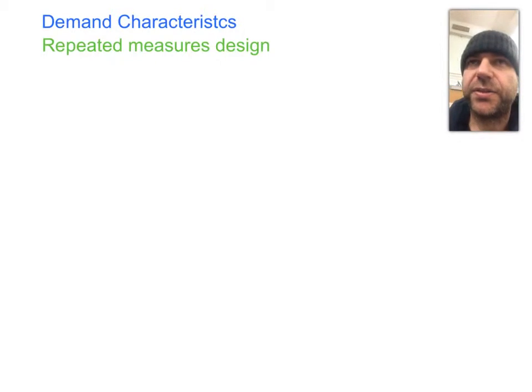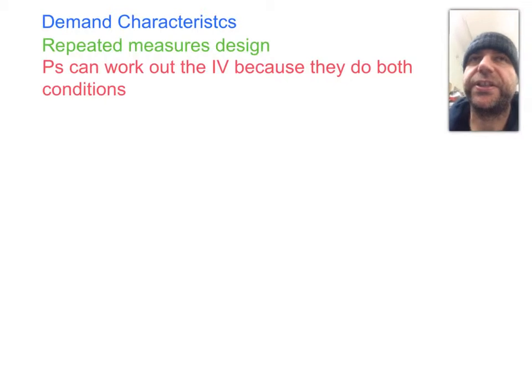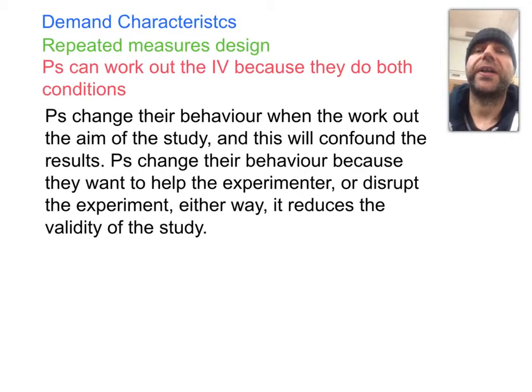So imagine you're doing a memory test. In one condition it's early in the morning, and the second condition it's late at night to see if time affects memory. Well, the same participants will be able to work out what the IV is. Now, when they know that, they might then decide to help the experimenter by saying, oh, I'll try better in the evening, or try and influence the results the other way. So they're being affected by the demands of the experiment. They know the IV and they change their behaviour accordingly.